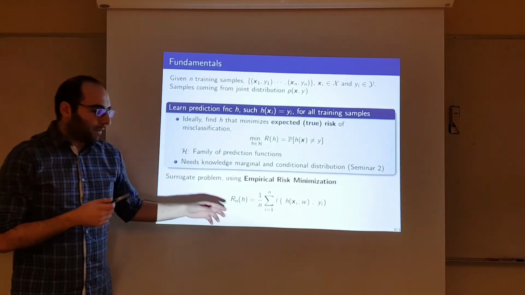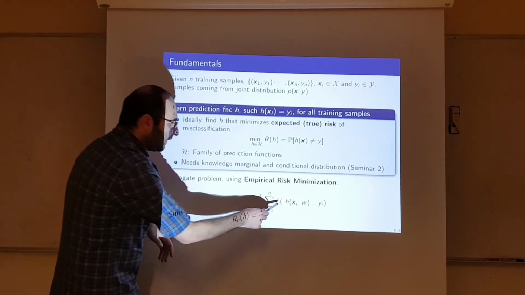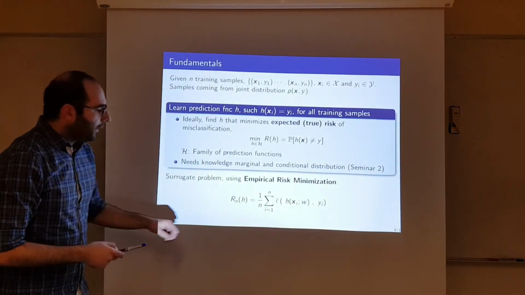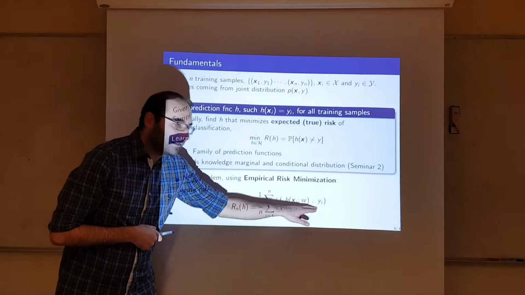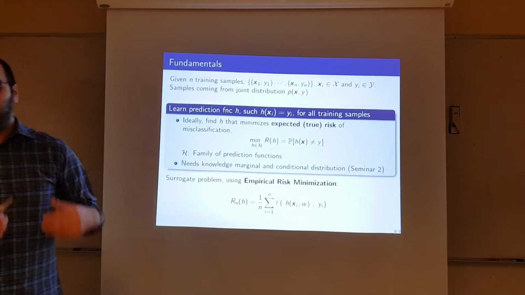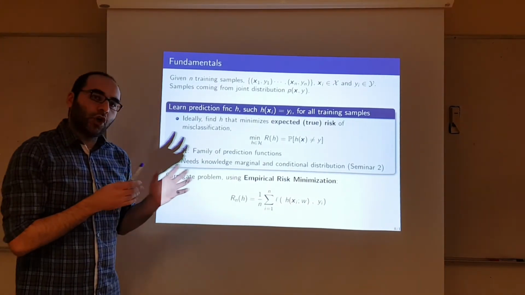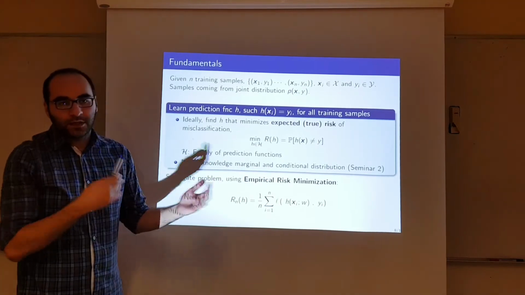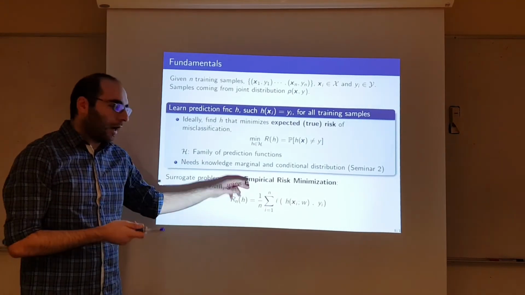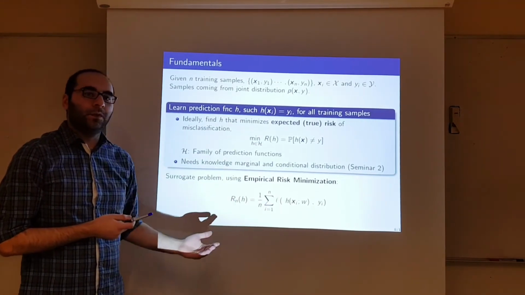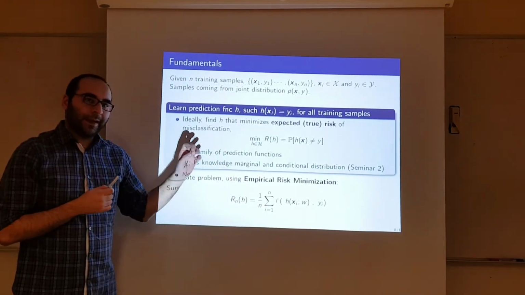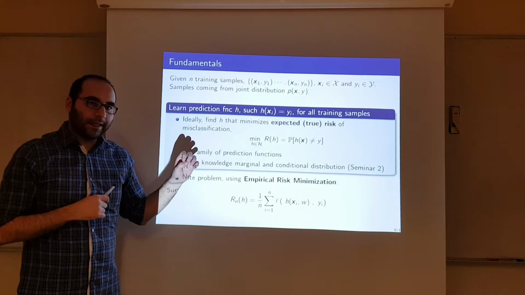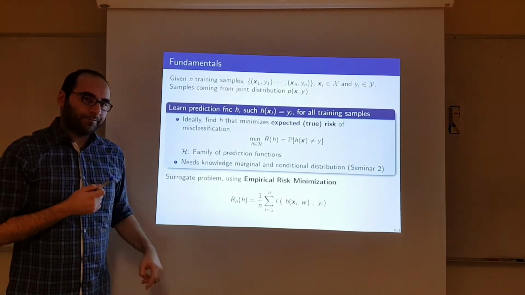So we assume that you have a training sample, a set of training samples xi, yi, and then you want to find the best function from these n samples that minimizes this loss function. Depending on what choice of loss function, you end up with one optimization problem or another. So this is how we go from minimizing the true risk, the expected risk, to minimizing the empirical risk.